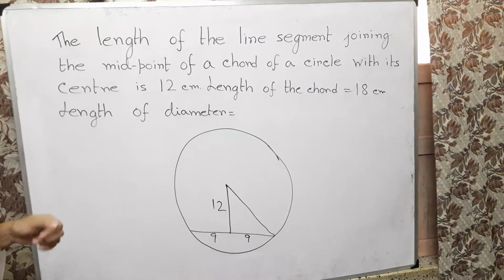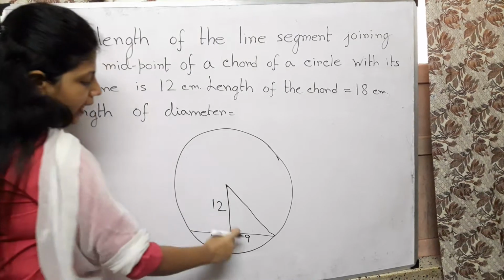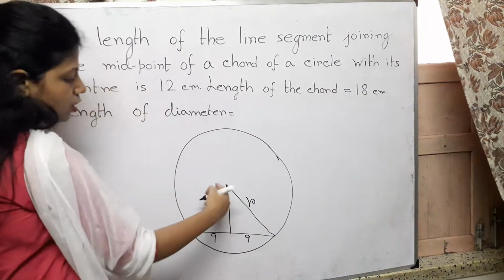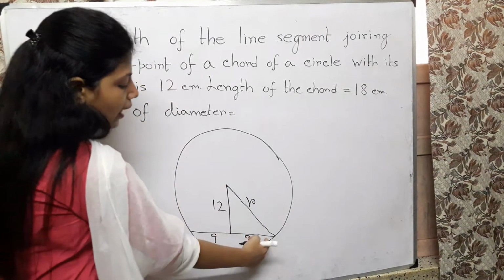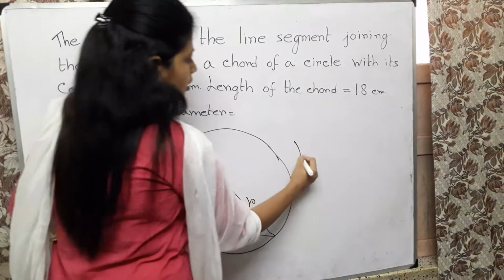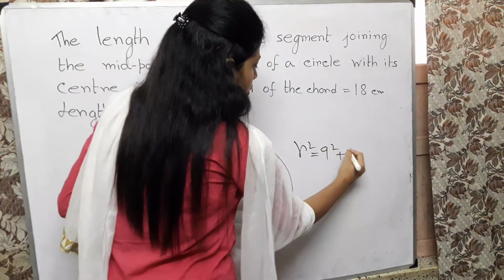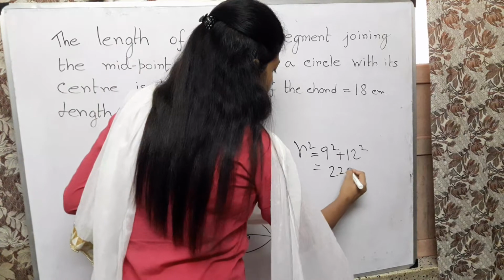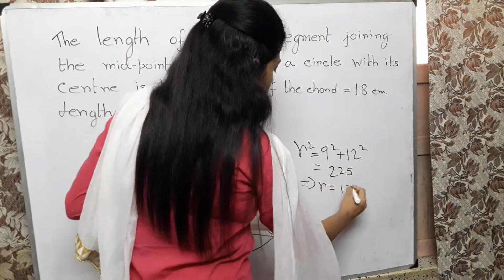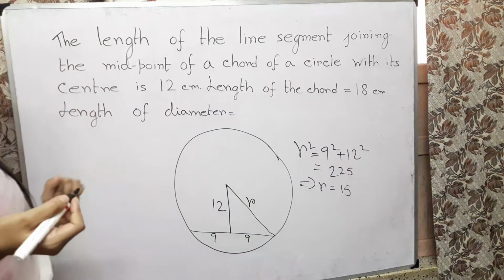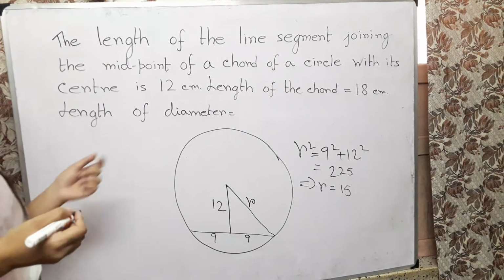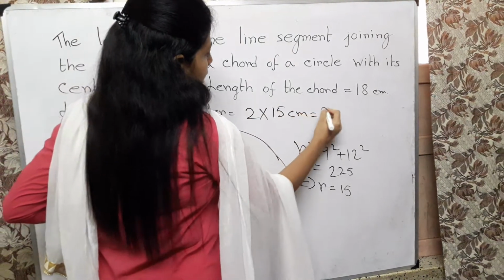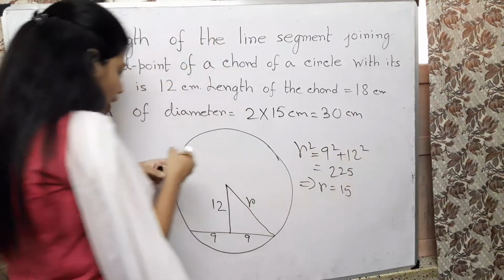So before that I will find the radius. It is a right angle triangle. We will apply Pythagoras theorem. Take this one as r. So we know that perpendicular square plus base square equals hypotenuse square. r square equals 9 square plus 12 square. That means 144 plus 81. It will be 225. Implies r equals 15. So the radius is 15 centimeter. We have to find the length of diameter. So it will be 2 into 15 centimeter. That means 30 centimeter.